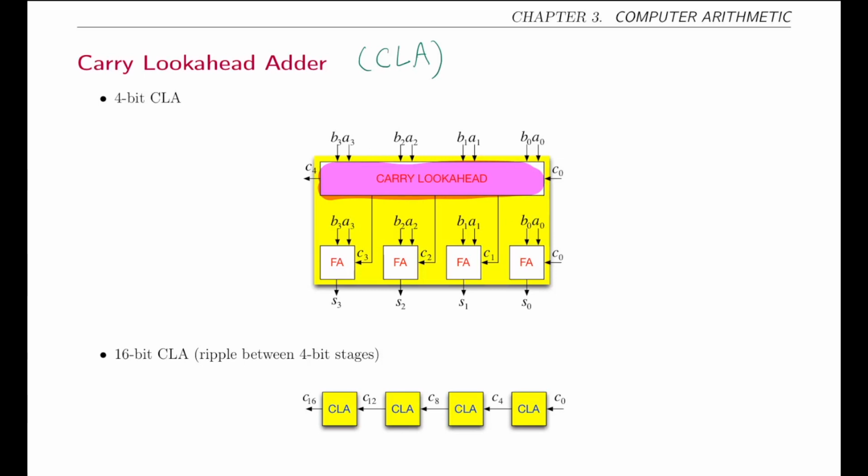If you wanted to create the 16-bit CLA, you could just ripple them through as before. Then you again have these dependencies. In the next video, we are going to see how we can get rid of those dependencies between these 4-bit CLAs.